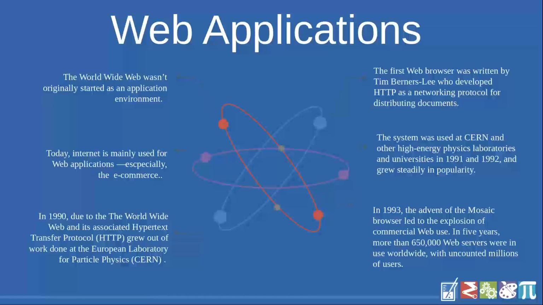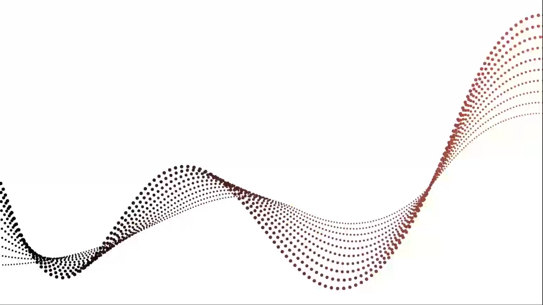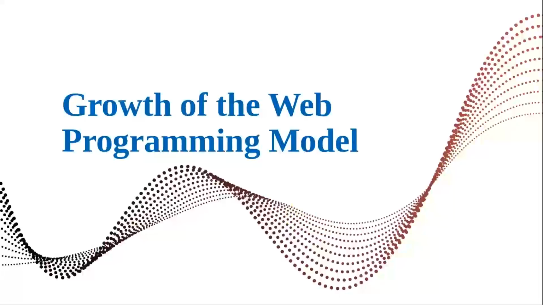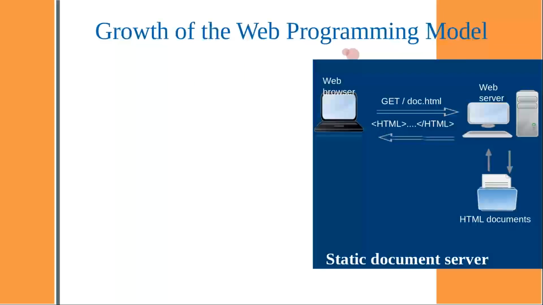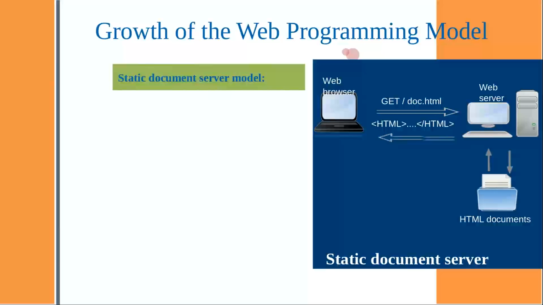We all know that. So now we'll come to the growth of the web programming model. So, different levels of growth. The first one was the static document server model. The first operational model had the web server simply serving up the documents on request.